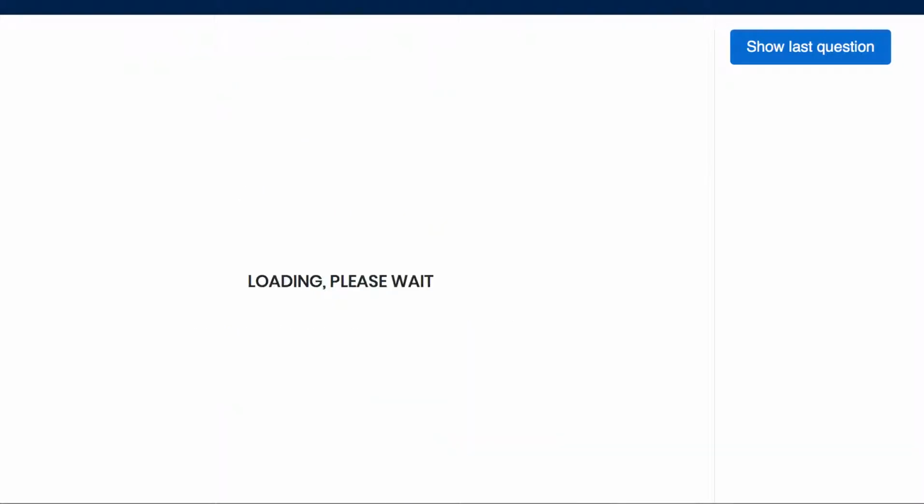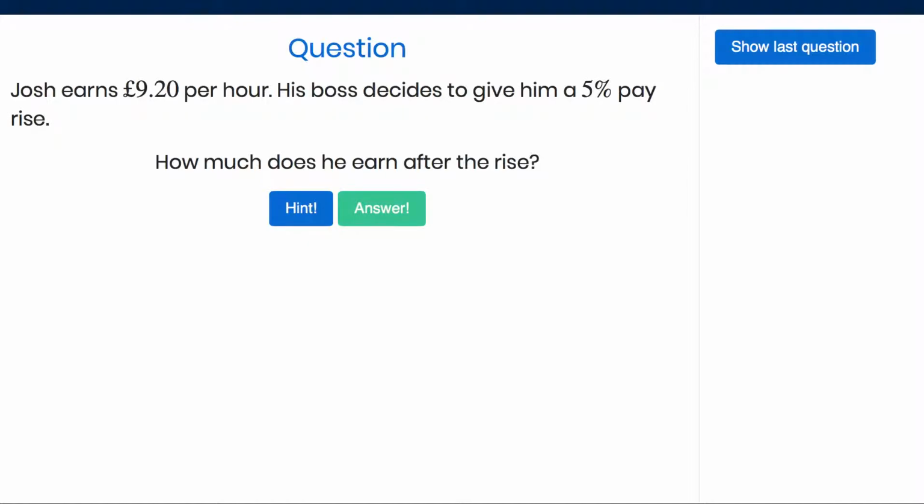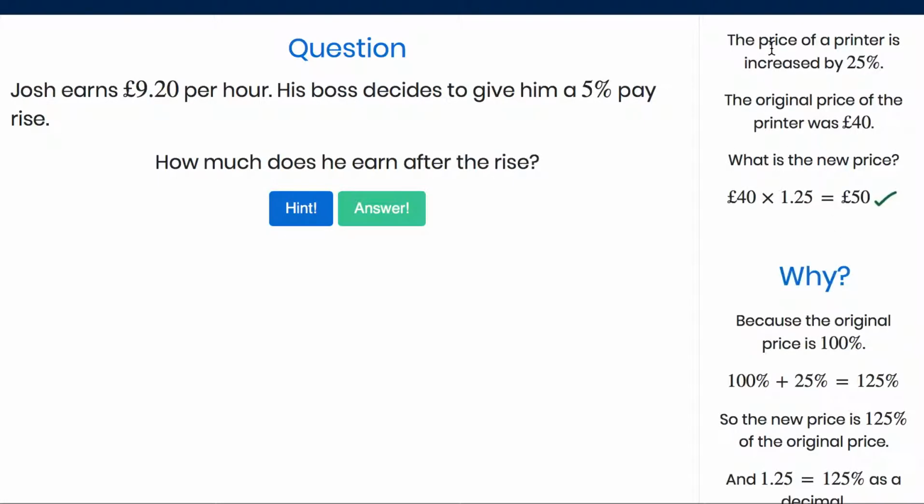Okay, finally, now it's your turn. Here is another example. It's slightly harder. Josh earns £9.20 per hour. His boss decides to give him a 5% pay rise. How much does he earn after the pay rise? Follow the method shown on the right hand side from the question before. Pause the video and have a go. As a hint, what is 100% plus 5%?